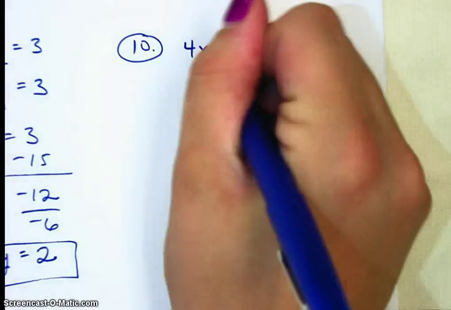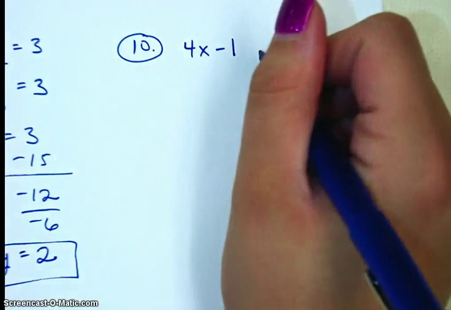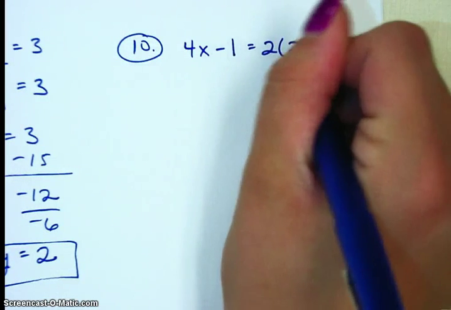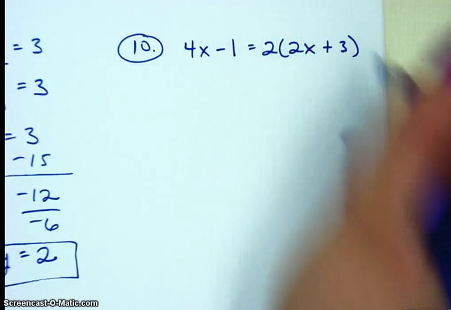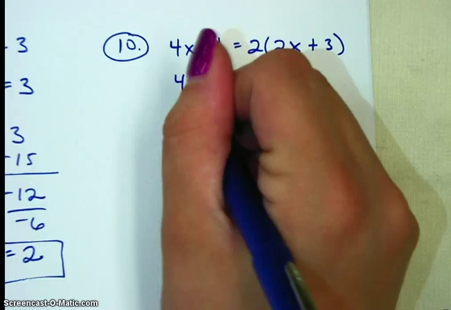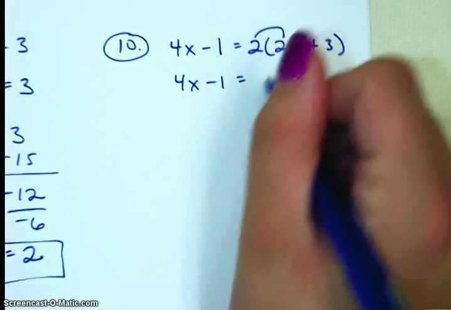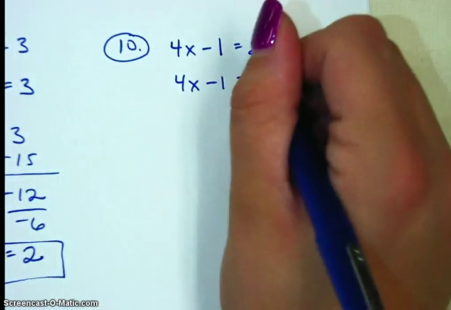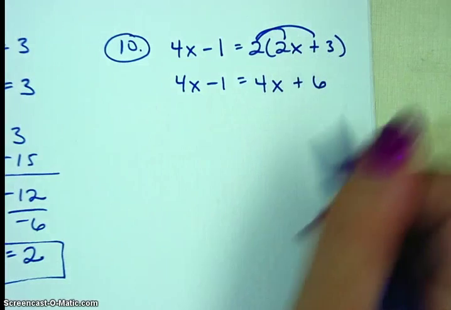For x minus y equals 2 times 2x plus 3. Okay, once again, we want to start by distributing on the right. So 2 times 2x is 4x. 2 times 3 is 6.